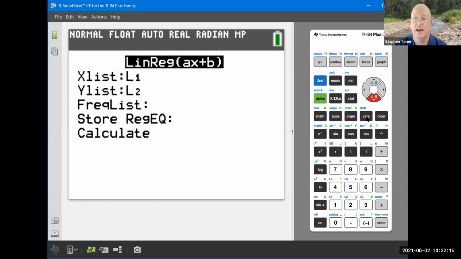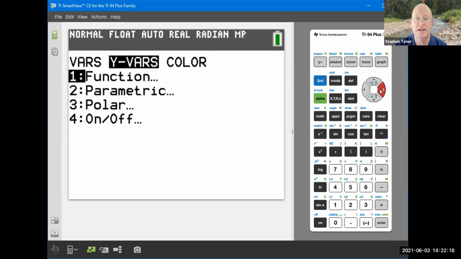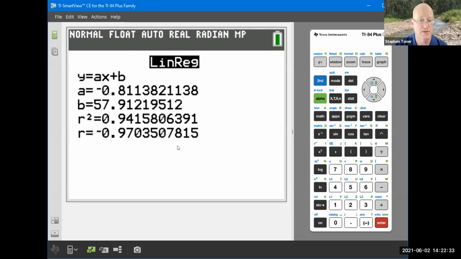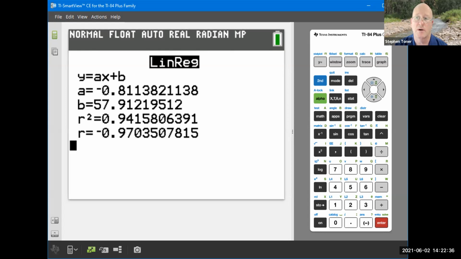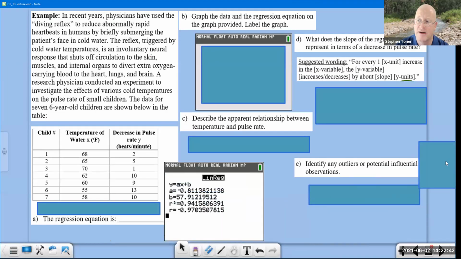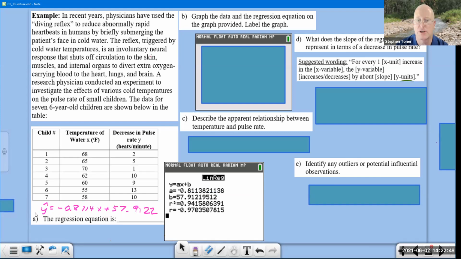I use Y1, and I hit the variables button. I move to the right to Y variables, and then I choose function and Y1, and that will overwrite what's already in my Y1 with this new regression line. And when I hit calculate, out comes the values that we need right here. So going back over to our other screen, that's where I've already got these values sitting here that came off of our calculator. And when we write this regression equation, make sure again that you write this as y hat. This is a sample regression line based upon sample data values.